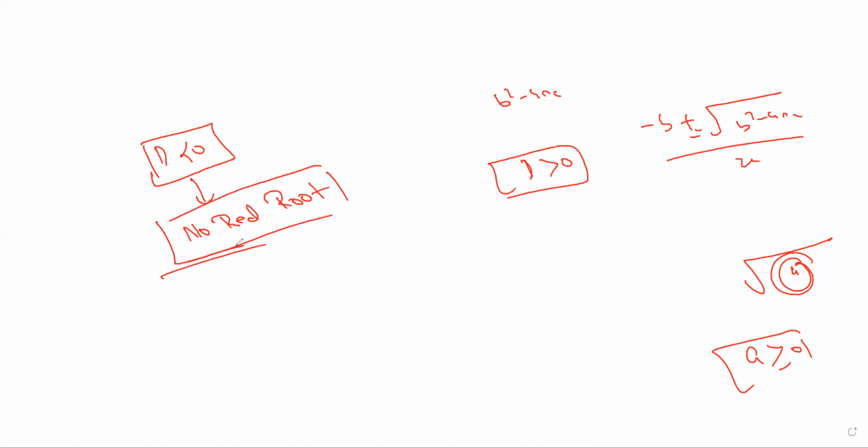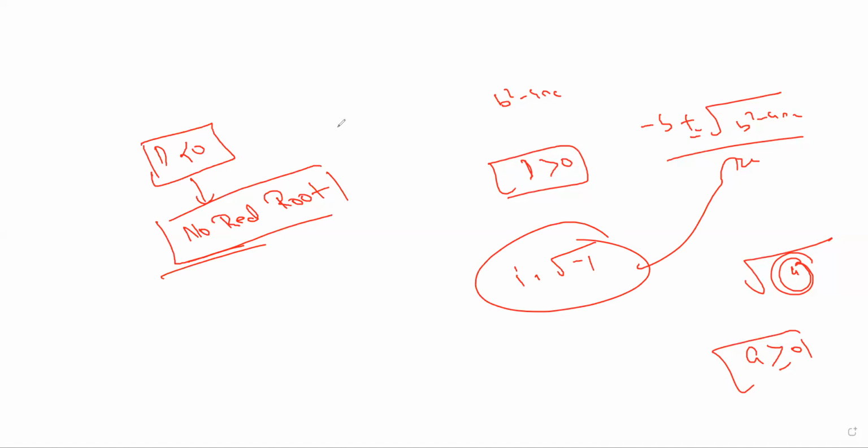Fine. See, you don't have to mug it up. If you have understood the mathematics very well, iota we write as root minus 1, and that's what we do in complex numbers. Now it is not required here. I'm just explaining that it doesn't make any sense now. You just have to know if d is less than 0, this will have no real root.